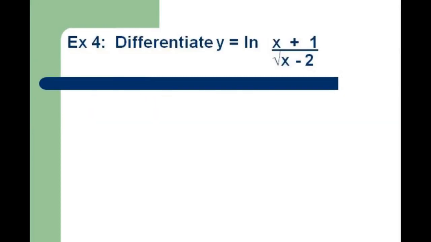In example 4, we have the natural log of this very, very complicated quotient. So way back on Friday, I taught you that natural logs can be expanded or simplified. So could we take the derivative of this natural log exactly as it is now?